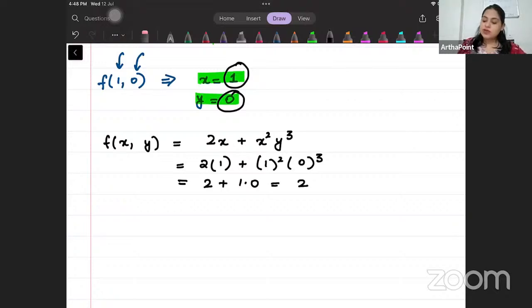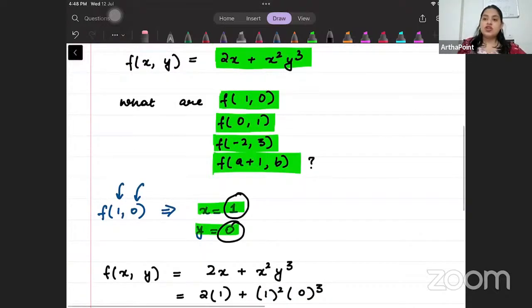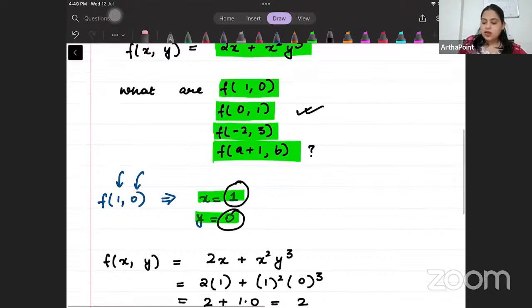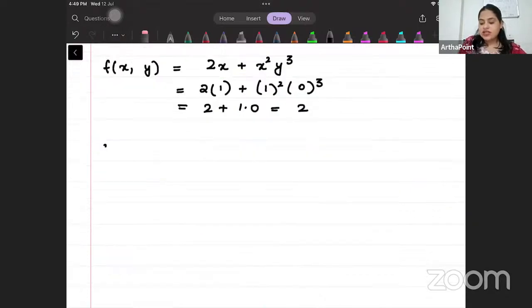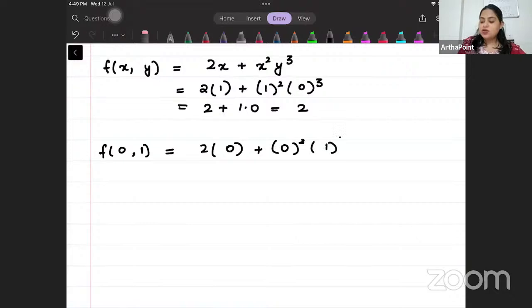Next question, beta, try it yourself. Find the value of the function at 0, 1. It means that x will take the value 0 and y will take the value 1. So beta, this will be 0 plus 0 into 1, that means 0. So the answer to this question will be 0. Take the next part now.